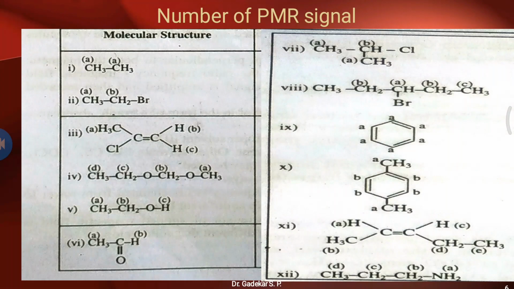Next examples are your homework. We have just discussed these. The first example is ethane, the second is ethyl bromide, the third is ethylene, and the fourth and fifth, aldehyde, also explain. Okay, so this is your homework.